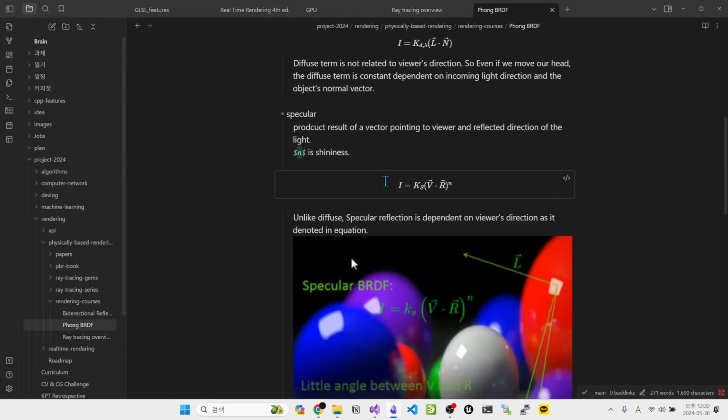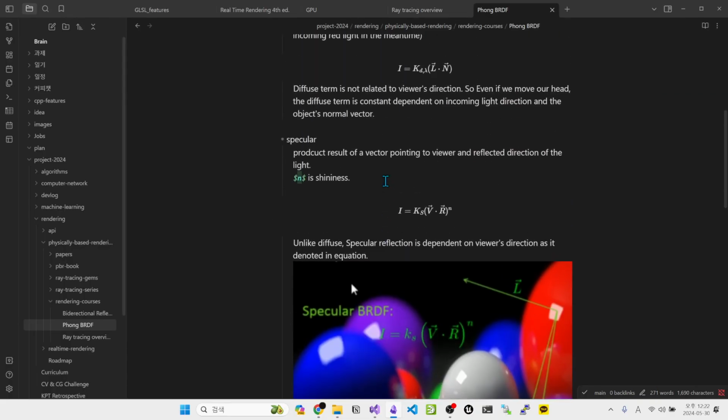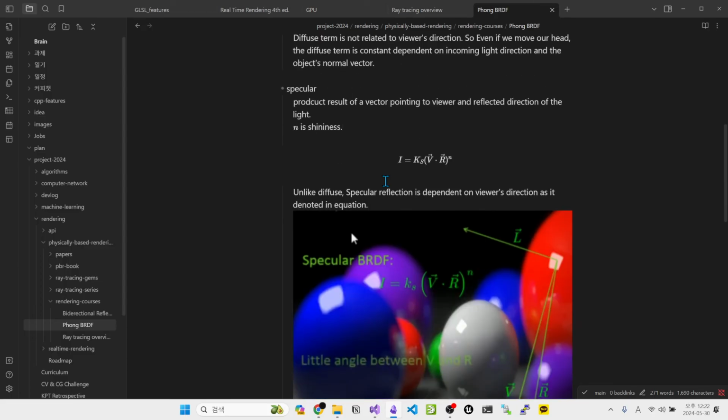And n is the shininess, also recorded as roughness in some material editors. So intuitively, this is an exponent term of this equation.